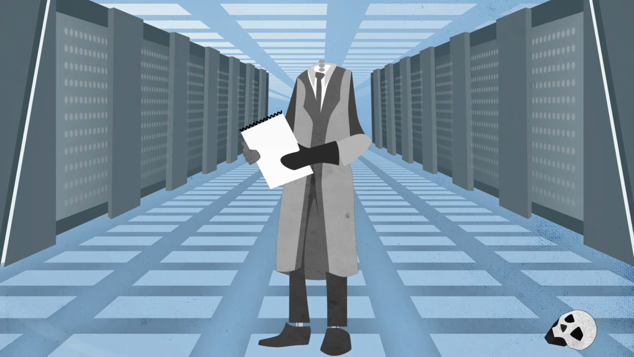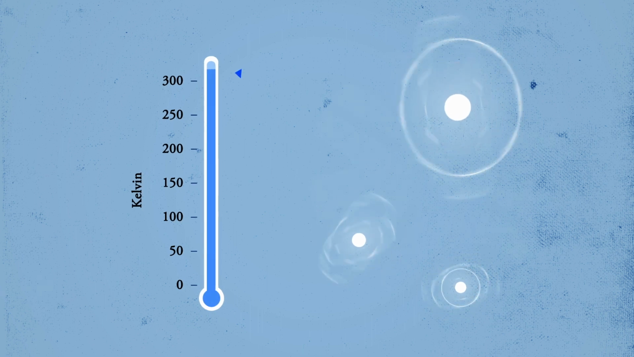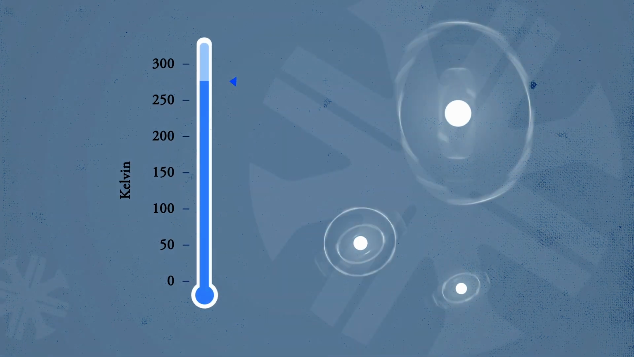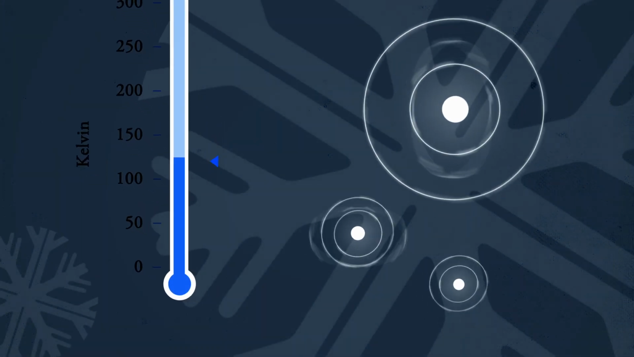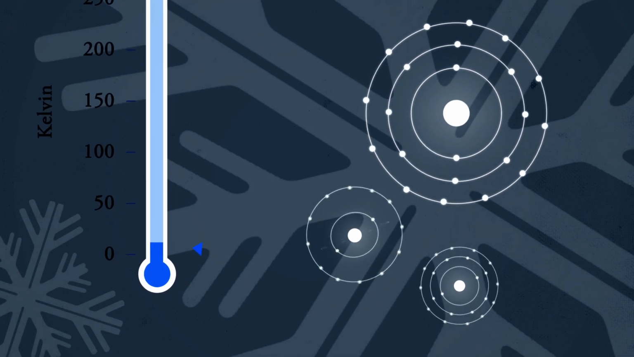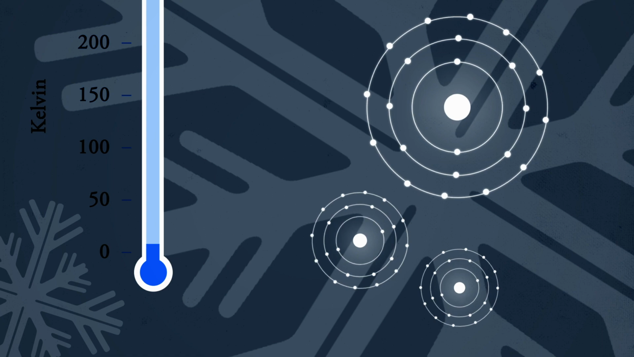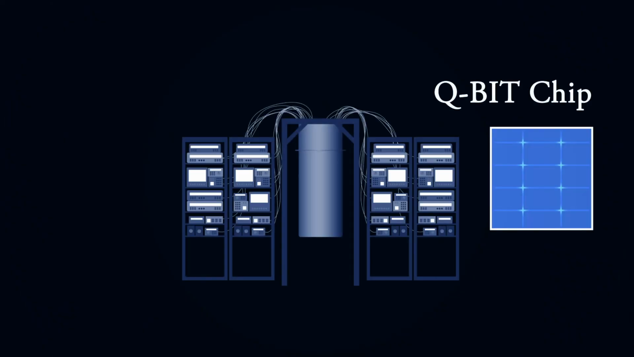To move into this new realm, exploiting quantum effects, it is necessary to operate quantum circuits at extremely low temperatures, typically below 1 Kelvin, where the superposition and entanglement properties of qubits can be maintained for sufficient periods of time to allow computations to be performed. This is what a current experimental quantum computer could look like.